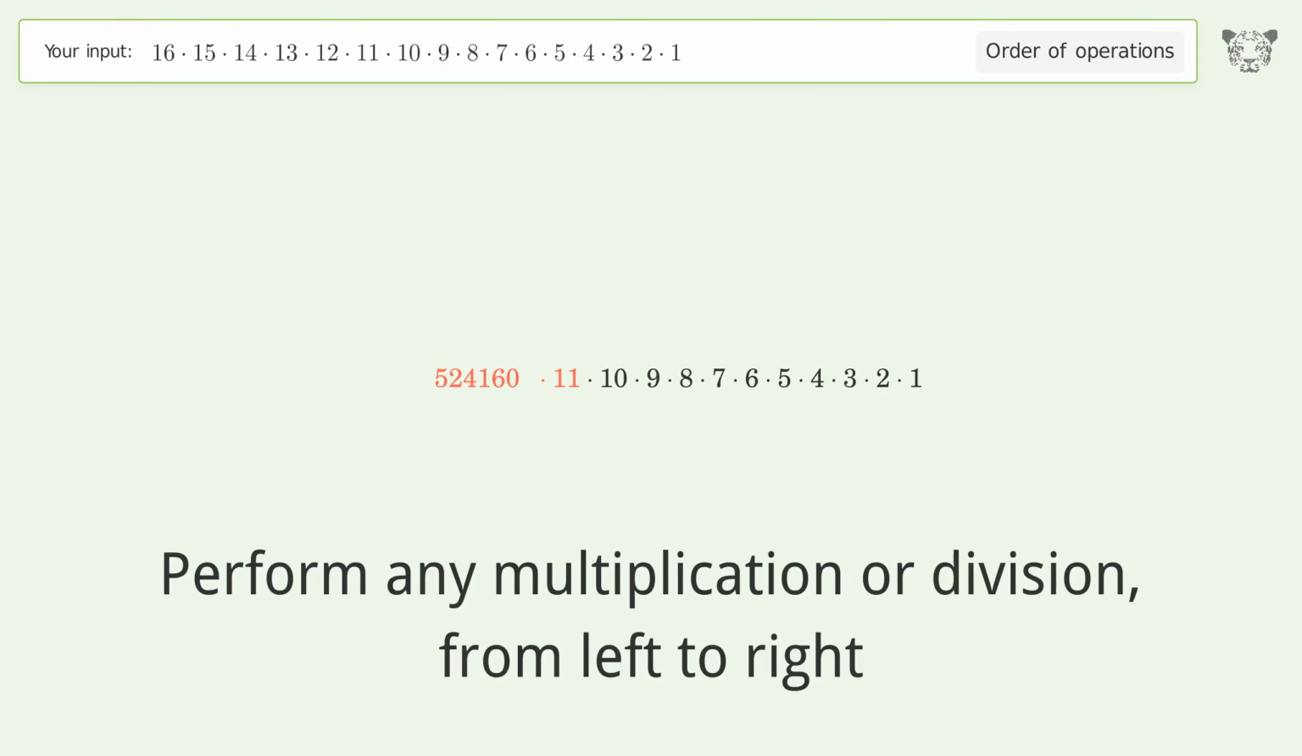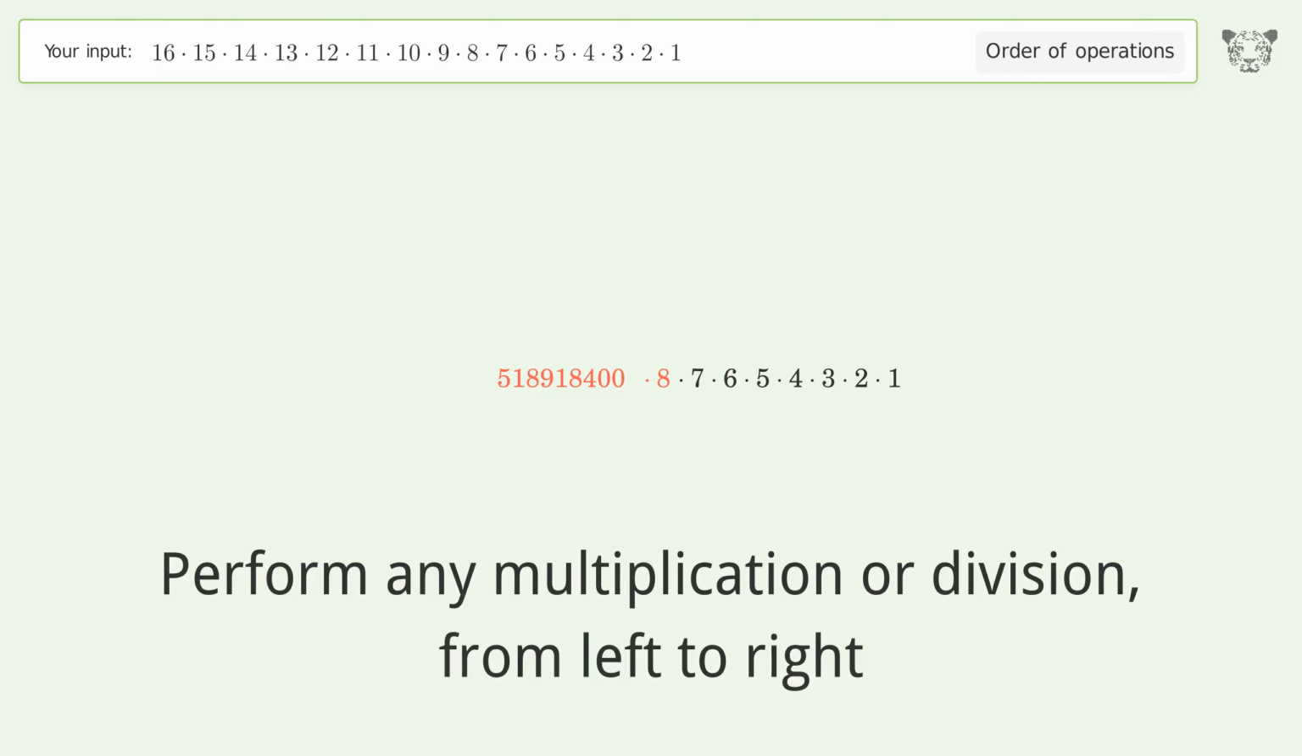524,160 times 11 equals 5,765,760. 5,765,760 times 10 equals 57,657,600. 57,657,600 times 9 equals 518,918,400.